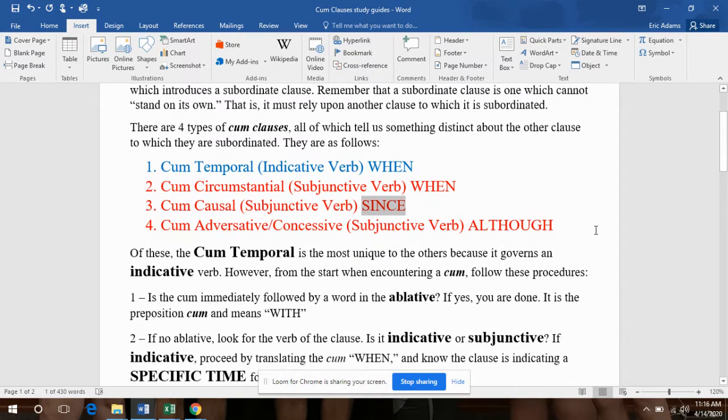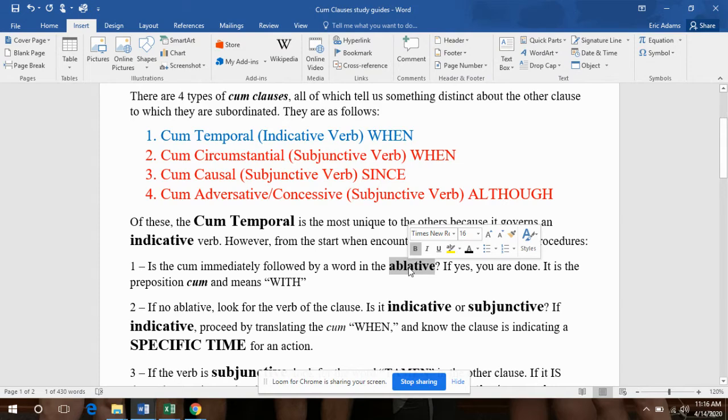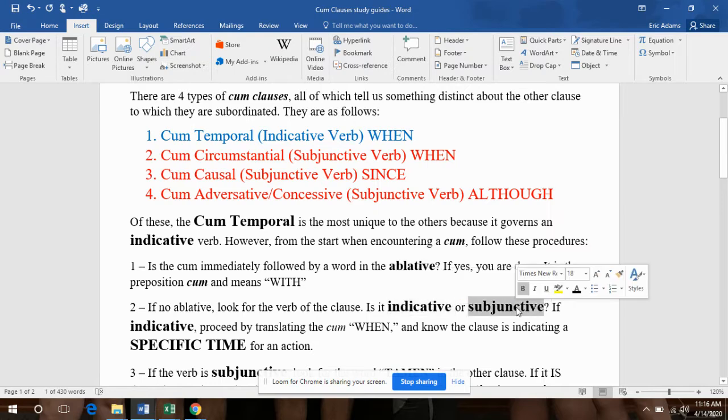Nevertheless, the first thing you do once you've eliminated the possibility that it is a preposition is to look to see what kind of verb. Is it an indicative verb or a subjunctive verb? How will you know? The answer is, I'll pause.